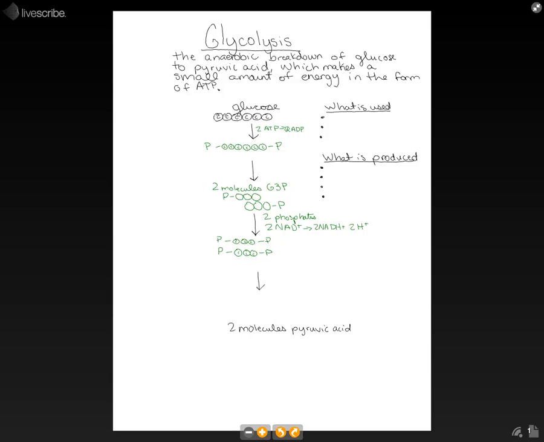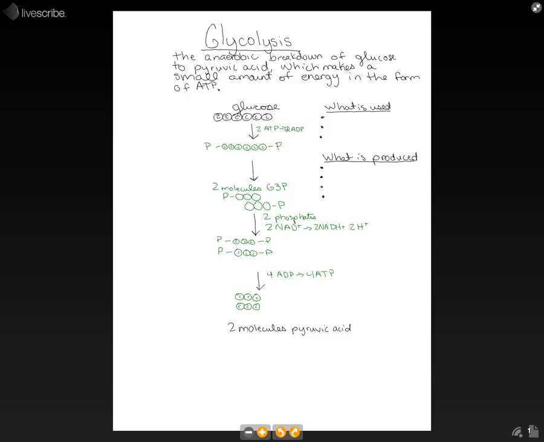And in our next step, we're going to take 4 ADP and turn those into 4 ATP by removing those phosphates from the ends. And that's going to give us just our carbons left here, plus some other things we're not showing for simplification. And that is our 2 molecules of pyruvic acid, which we'll use later on in other respiration processes. So now let's look at what's used and what's produced.